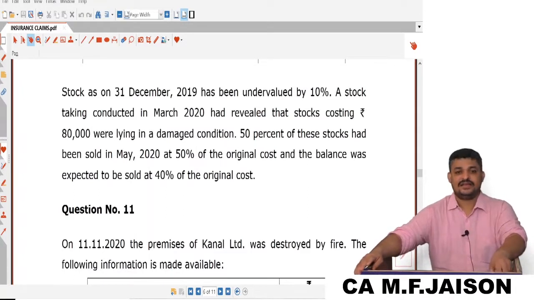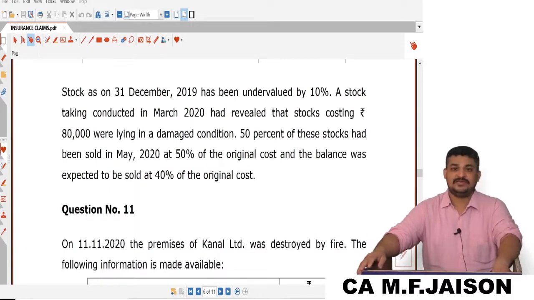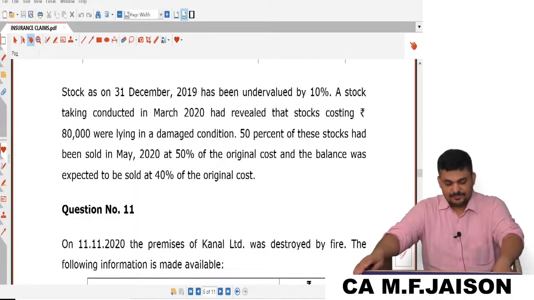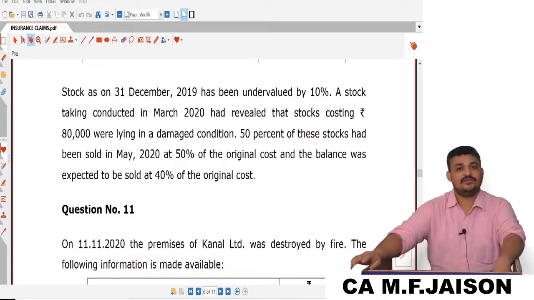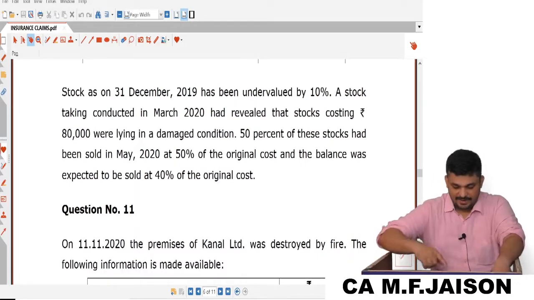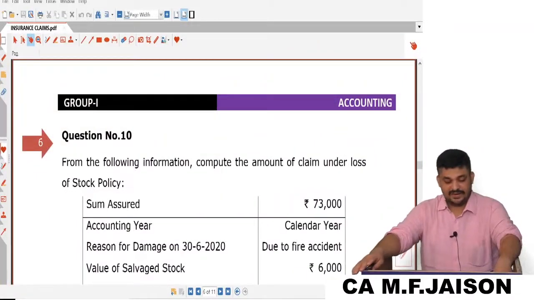So from the stock taking, we understand goods costing rupees 80,000 were in a damaged condition, and they feel that out of the 80,000 this is the maximum we can recover. Of the damaged stock, 50% they have already sold. The remaining 50% they expect to sell at 40% of the original cost. This is the information given, and the other information is already provided. Compute the amount of claim under loss of stock policy.